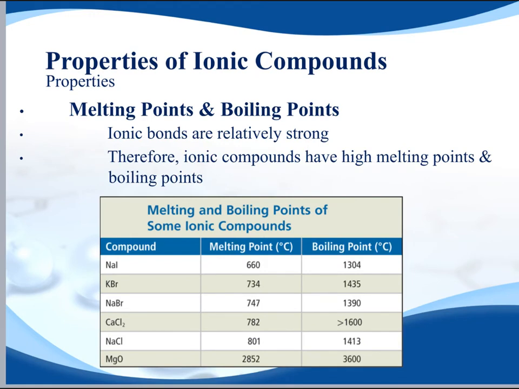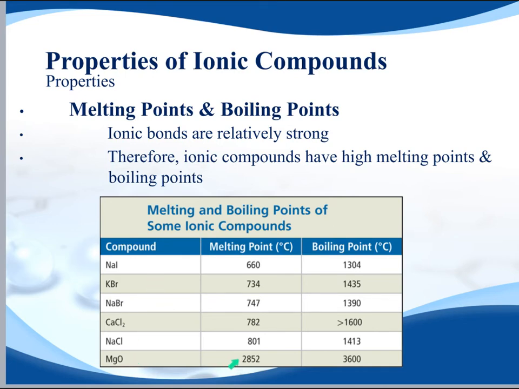Okay, so back onto the melting points and boiling points. Ionic bonds are relatively strong. Therefore, ionic compounds have high melting points and boiling points, some higher than others. So here we can see melting points: sodium iodide, NaI, 660, potassium bromide, 734, sodium bromide, 747. And all the way down here.